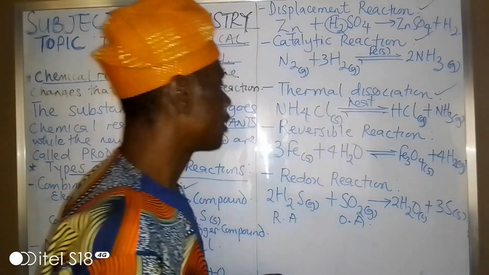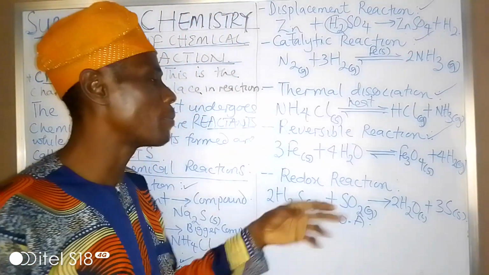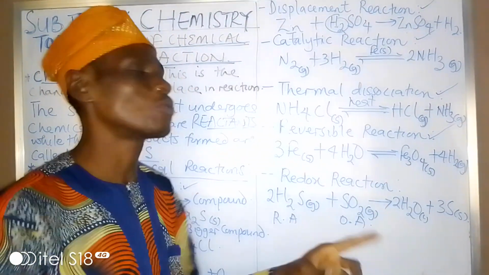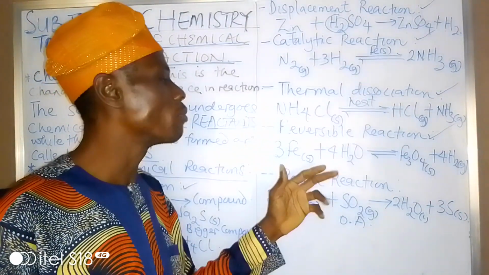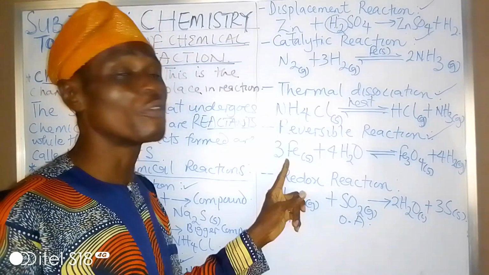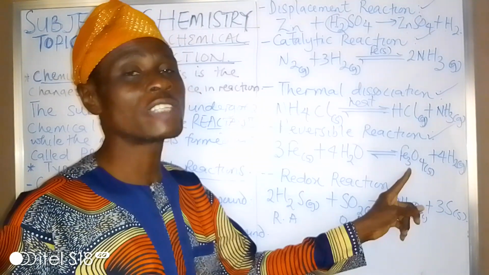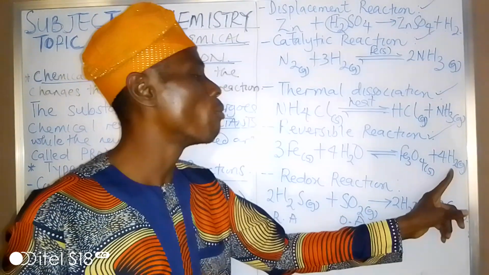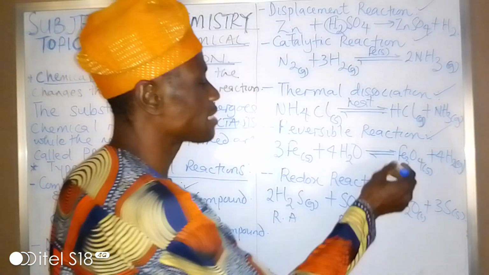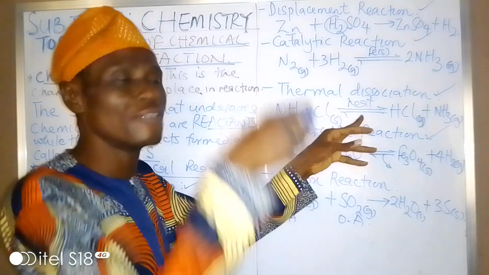Now we have what's called a reversible reaction. A reversible reaction is a form of reaction whereby your reactant can give us product, and your product can combine back to give us your reactant. This is a form of what? Reversible reaction. 3 moles of iron plus 4 moles of water give us what? Tri-iron tetraoxide and 4 moles of hydrogen gas. This is a form of reversible reaction. This sign is a reversible sign. So you can see that thermal dissociation is also a reversible reaction.